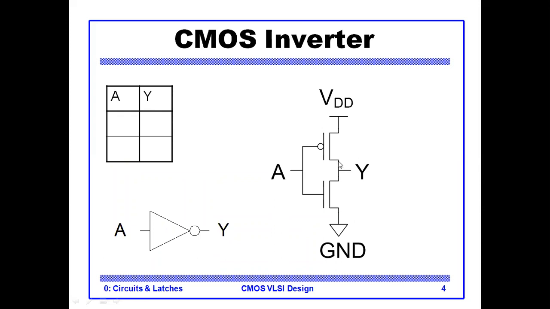In the case of the CMOS inverter, first we know the basics. CMOS is complementary metal oxide semiconductor, a type of metal oxide semiconductor field effect transistor technology that uses complementary and symmetrical pairs of P-type and N-type MOSFETs for implementing logic functions.